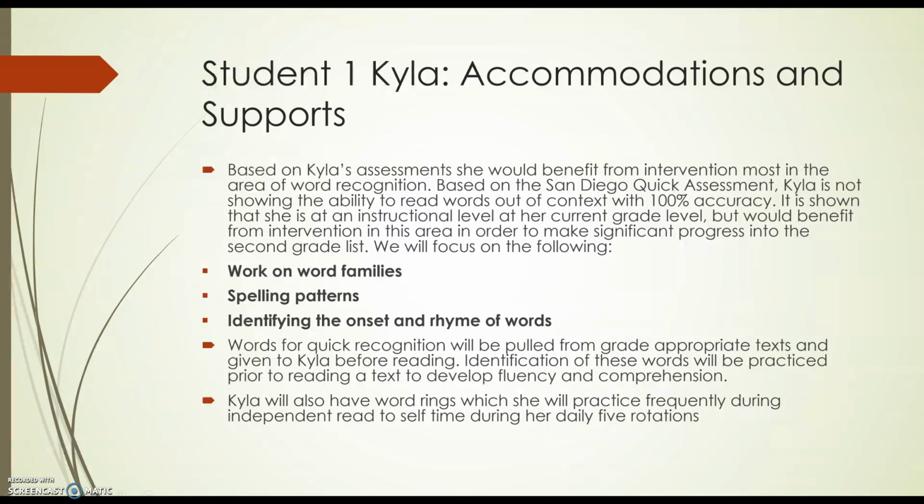Kyla will also have word rings, which she will practice frequently during independent read to self time during her daily 5 rotations. These focus on sight words, common words that were found in her grade appropriate text, so that she's continuing to practice these words that are not in context. So when she sees them in context, she gets them quick.